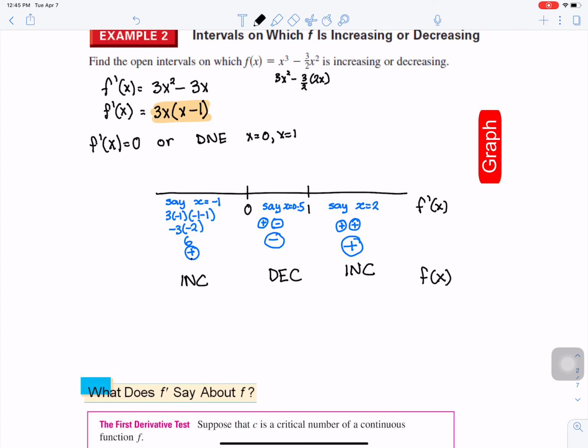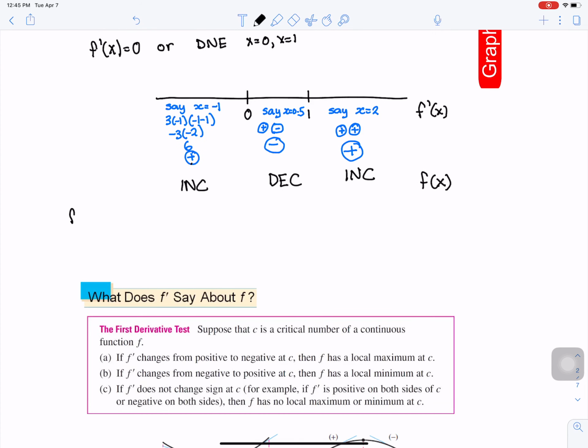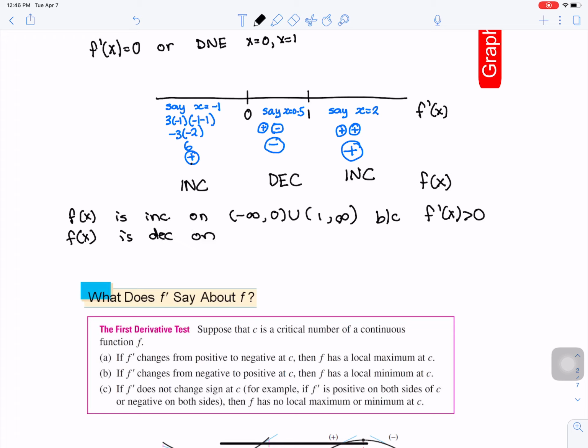Positive, we mean increasing. And then we just say that f(x) is increasing on -infinity to 0. If you have more than one interval, you combine it with a union symbol. And then the next interval would be 1 to infinity. And we can write because f prime of x is greater than 0. f(x) is decreasing on 0 to 1 because f prime of x is less than 0. And that would be my final answer for that part.